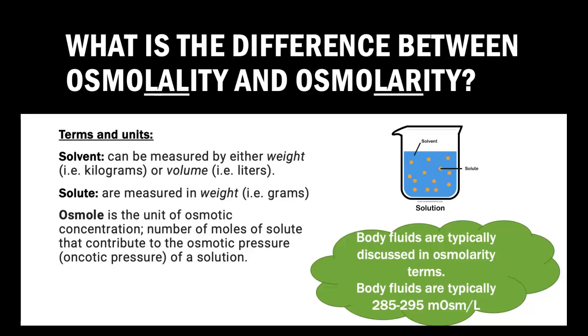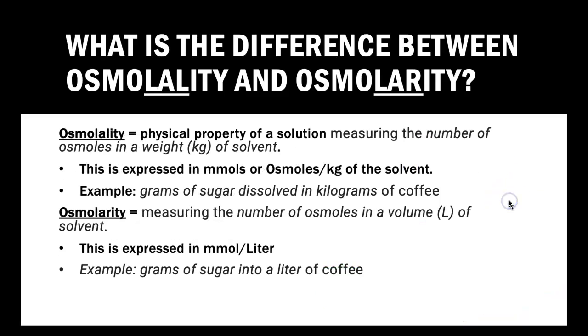into osmolarity using calculations. And you'll see that most of our body fluids are typically going to be between 285 to 295 milliosmoles per liter. The range could be as great as 280 to 300. So again, just 5 milliosmoles per liter, pretty close.